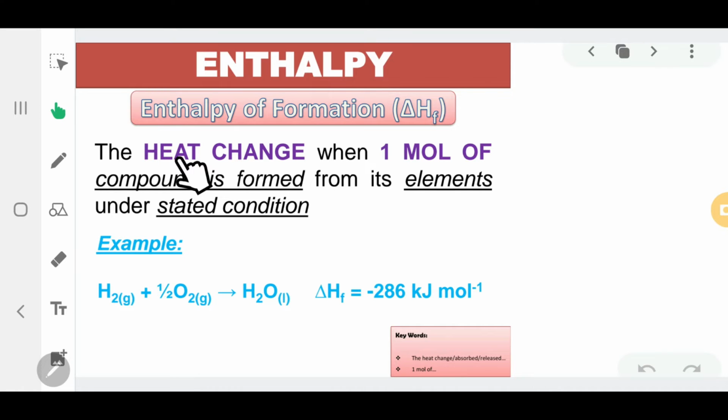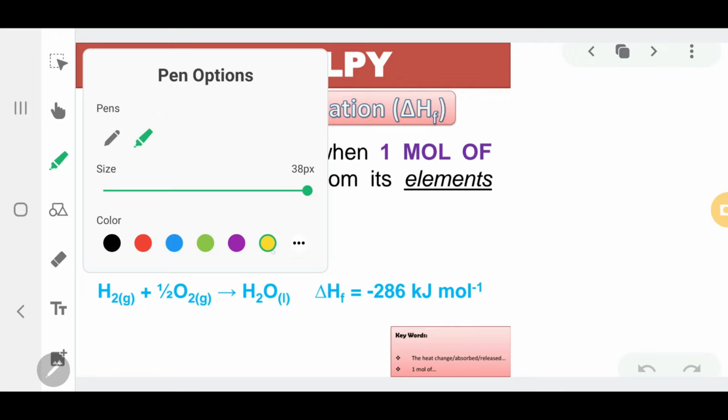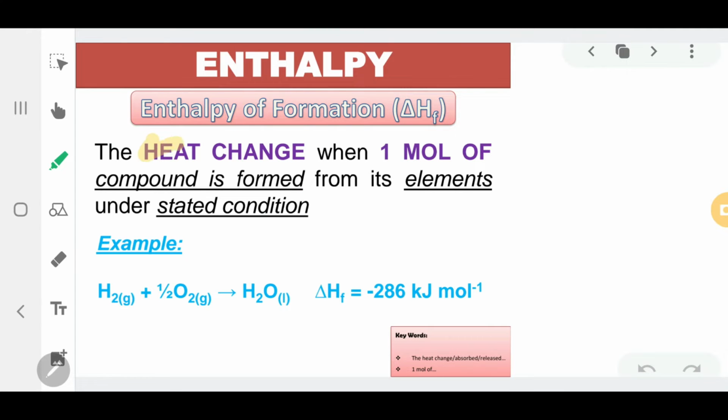You cannot put heat absorbed or heat released, because the formation reactions might have heat released or heat being absorbed. So for enthalpy of formation, you have 2 possibilities: either it's going to be released or absorbed. That's why in the definition, we use the words heat change. So it's important for you to know that you're going to use heat change and 1 mole.